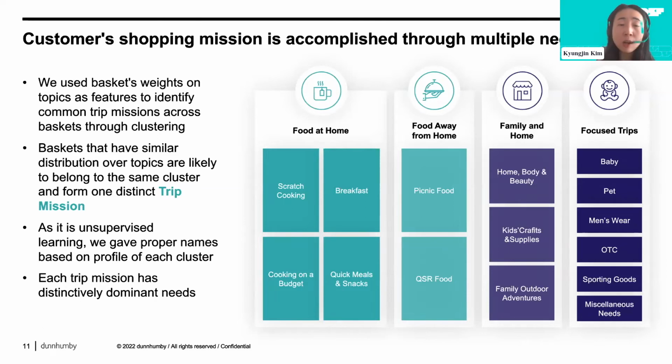These missions are accomplished through multiple need states, and each trip mission has distinctively dominant needs. For example, in scratch cooking mission, topics such as fresh vegetables, baking, taco cooking ingredient topics were dominant. On the other hand, in cooking on a budget mission, topics such as hot dog, shelf-stable foods, no-cook dinner item topics were dominant. Like this, each mission is linked to some distinct need states that are fulfilled by a specific set of products.